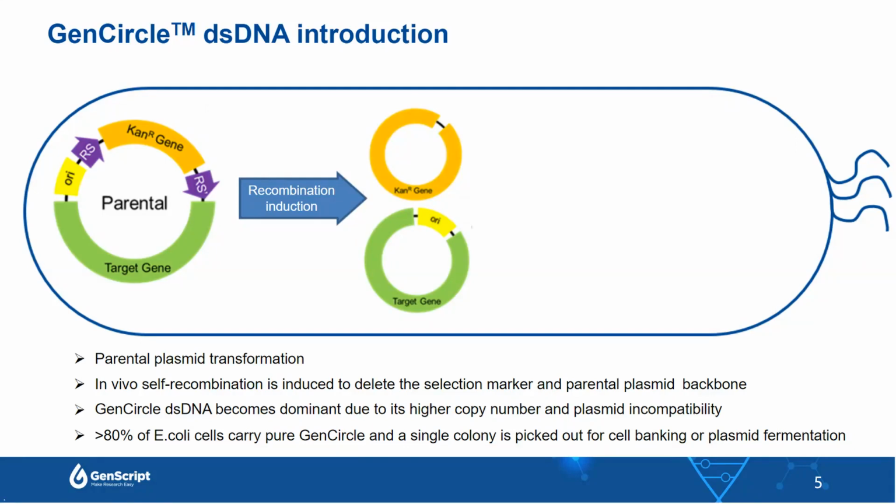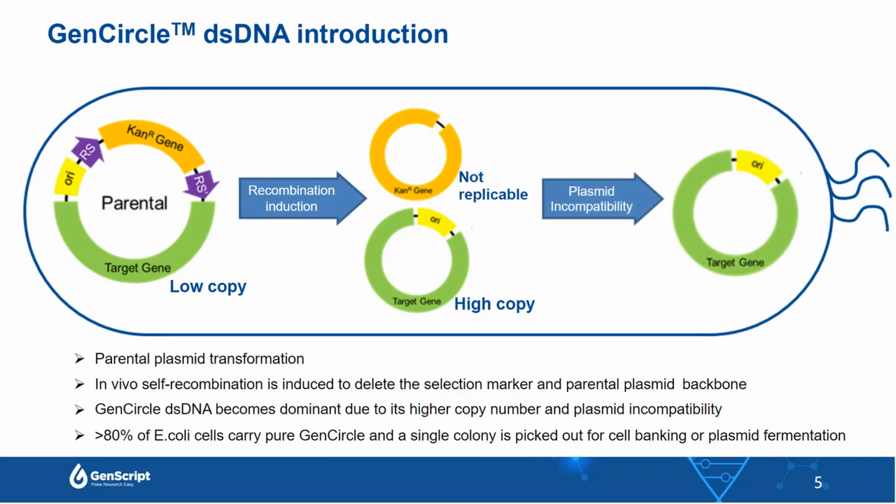Then, because the parental backbone circle is not able to replicate, it will be removed quickly during the bacterial growth. The GenCircle has a much higher copy number than the parental plasmid, so GenCircle becomes dominant and soon replaces the parental plasmid completely due to plasmid incompatibility.